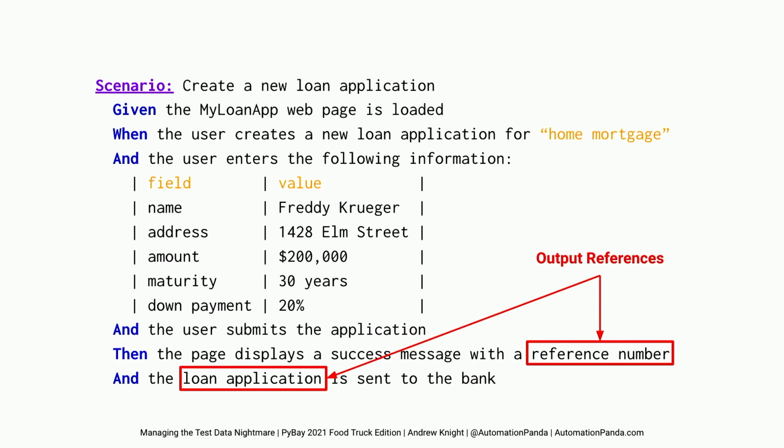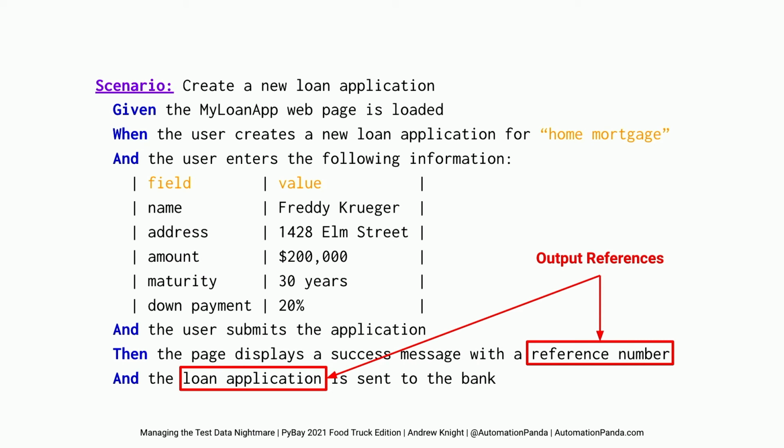The second kind of value is what we call an output reference. These are values that are retrieved from the product under test. Typically, they are the outputs generated by exercising a behavior. In this example test, the reference number can be scraped from the success page and verified for correct format. The loan application can be retrieved from the web app's backend to verify it was correctly submitted.